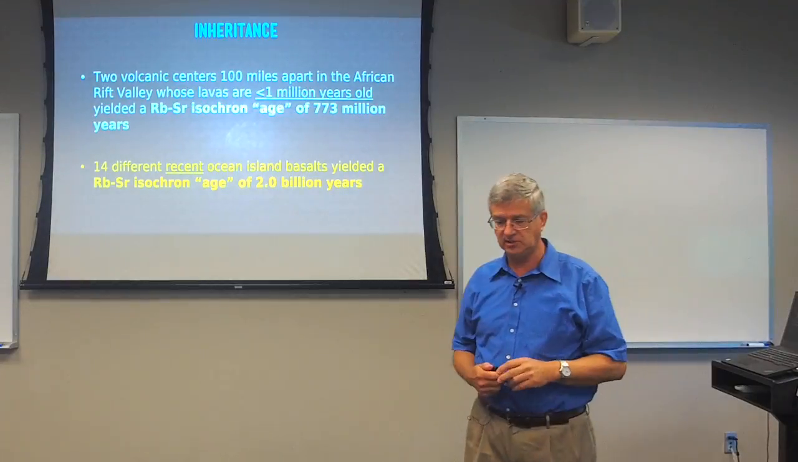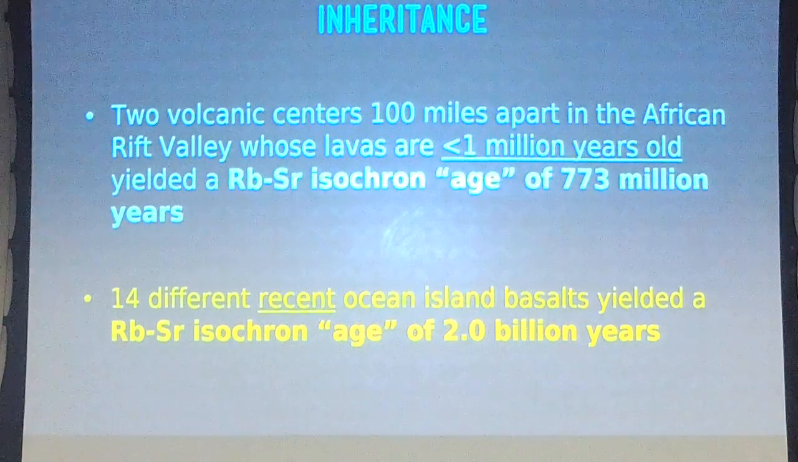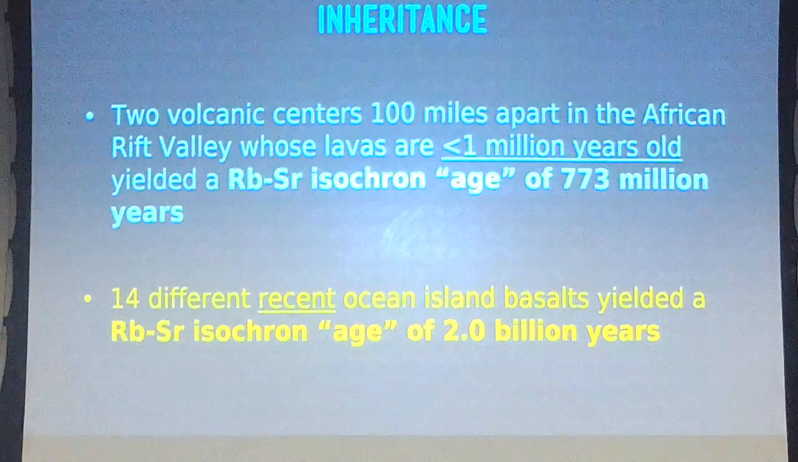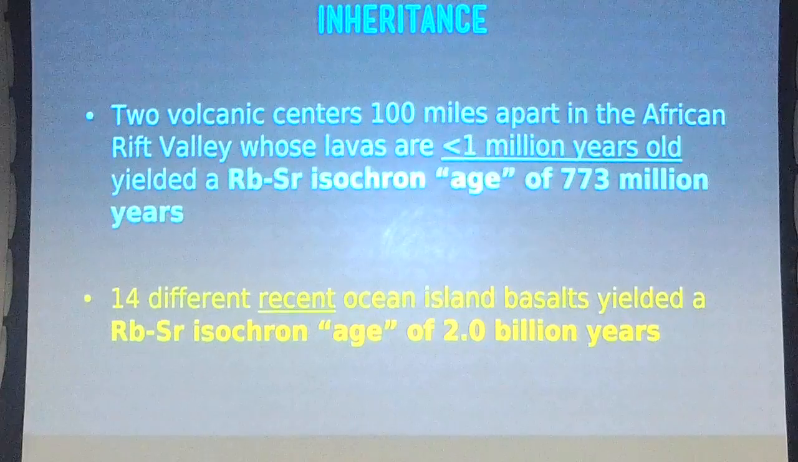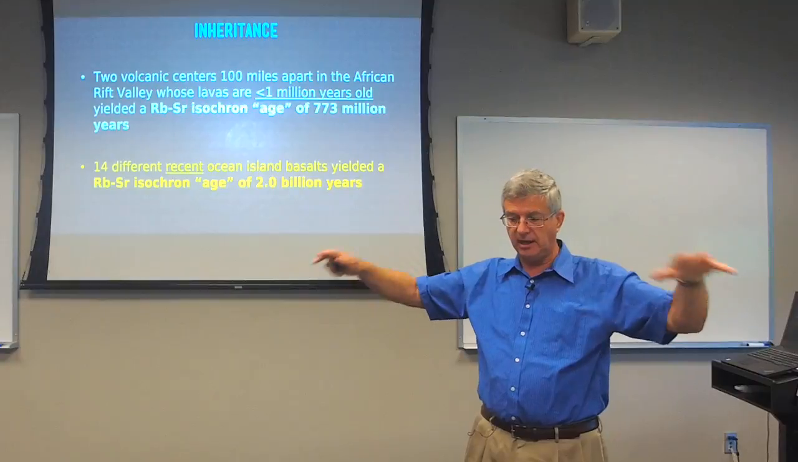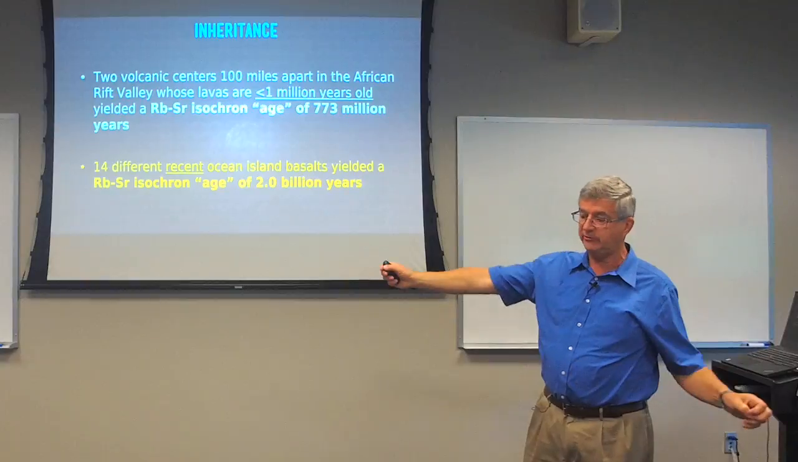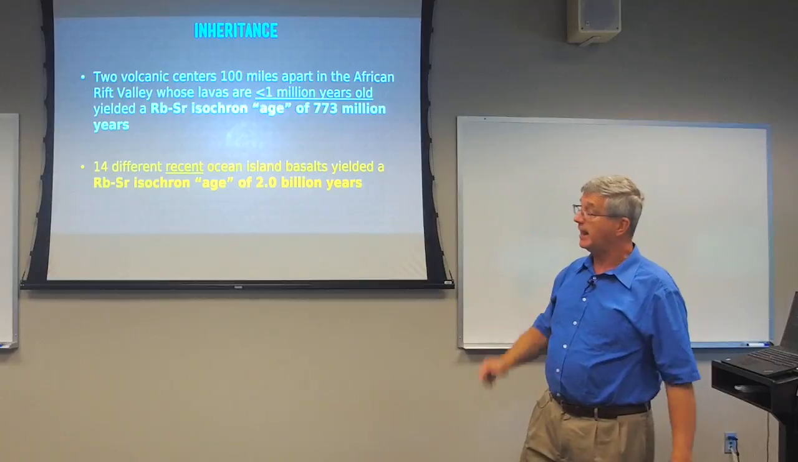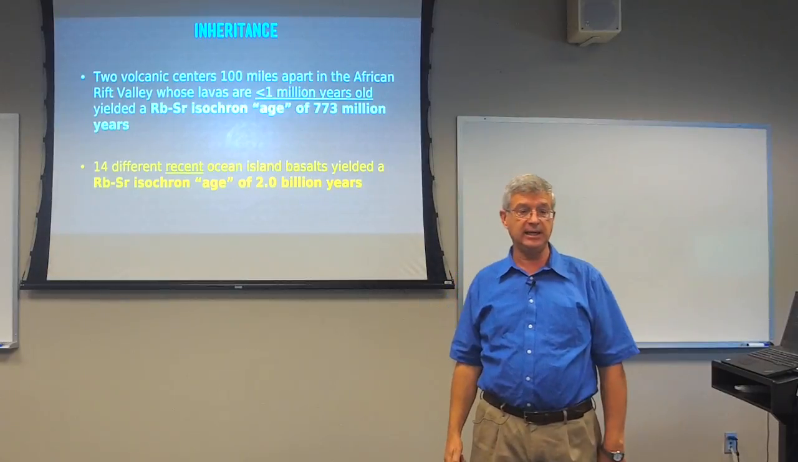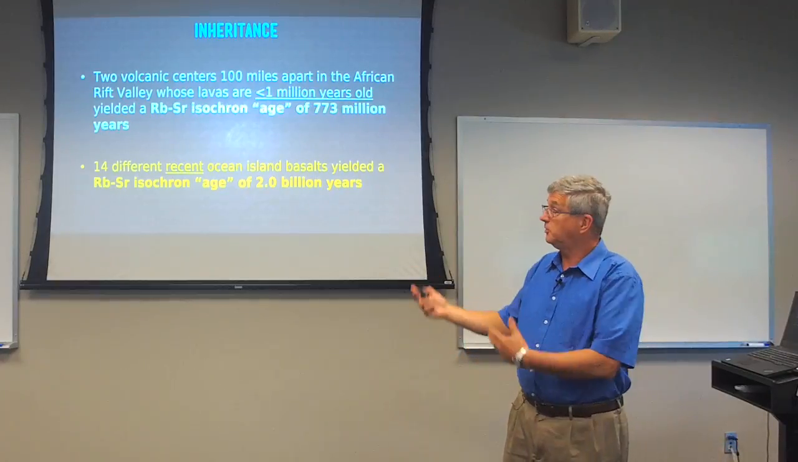Two volcanic centres 100 miles apart in the East African Rift Valley, the lavas were supposed to be less than 1 million years old. We knew that was known because of the interrelationships with other rocks that they were interlayered with away from the eruption centres. But these two volcanic centres 100 miles apart, samples from them plotted on a rubidium isochron that gave an age of 773 million years. So obviously they knew that this was a problem because these were recent lavas.